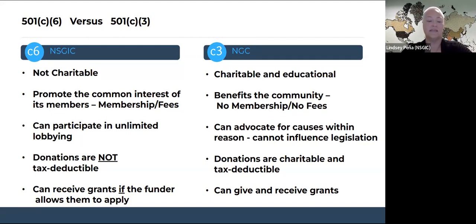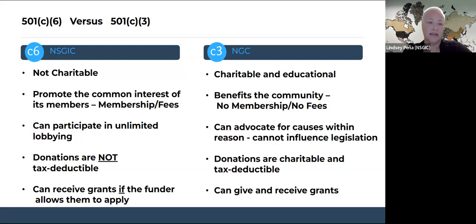However, as the organization has evolved over time, while this C6 status is still a beneficial status to have, there have been some missed opportunities, which I will expand upon a little bit later. But I'm going to go through this slide a little bit to give you an understanding of NSGIC and why we are moving to creating a new entity that will have close partnership and ties with NSGIC, so we can basically have the best of both worlds.